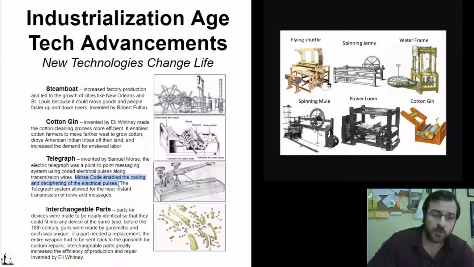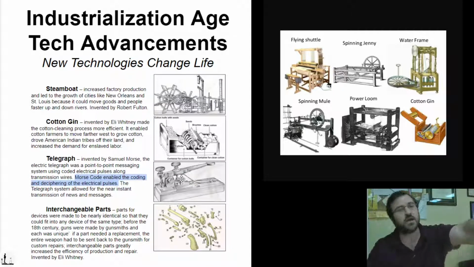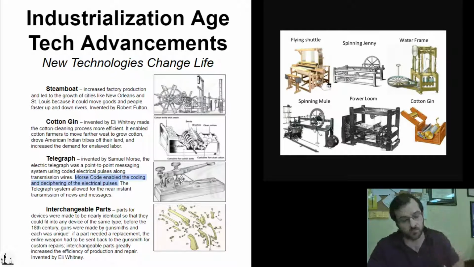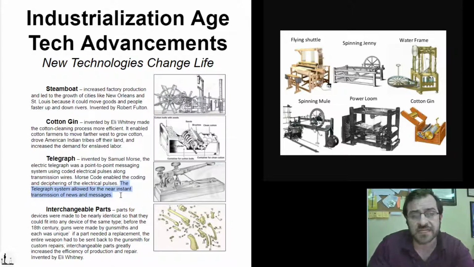And by pushing down the lever that you have here, it connects this right here, which in electricity, you need it to be a circuit. And so you're completing the circuit by pushing that down. That sends a burst of electricity down the transmission wire to the person on the other end. And they hear it, and they write down the letters as they hear them. And this allowed for the near instant transmission of news and messages across hundreds of miles if need be.